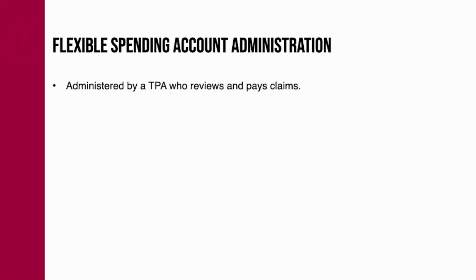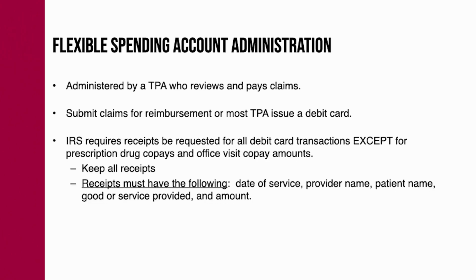So you decided to set money aside pre-tax in one of the flexible spending accounts. Now what? The accounts are administered by a third-party administrator. There are two ways to use the funds in your account. You can submit a receipt for reimbursement, or most TPAs offer a debit card that you can use for qualified medical expenses. When using the debit card or submitting for reimbursement, you'll need to keep the receipt, which needs to have the service date, provider name, patient name, what the expense was for, and the amount you paid.